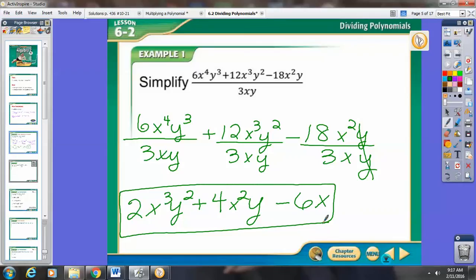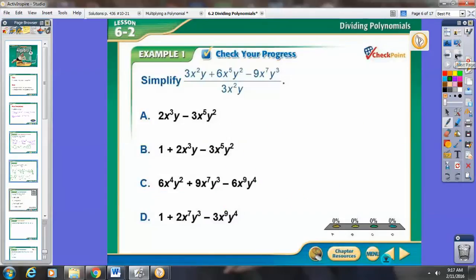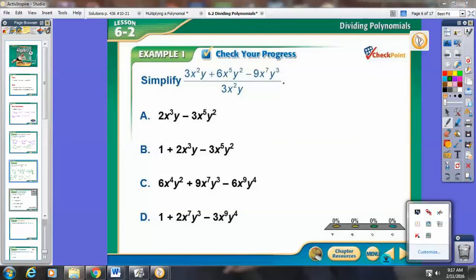Any questions so far on dividing a polynomial by a monomial? I want you guys to try this next example on your own, and then we'll talk about it.